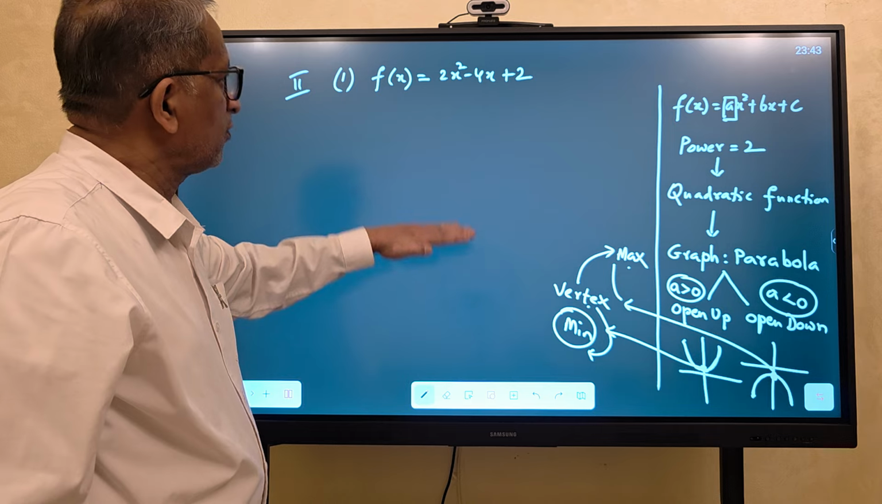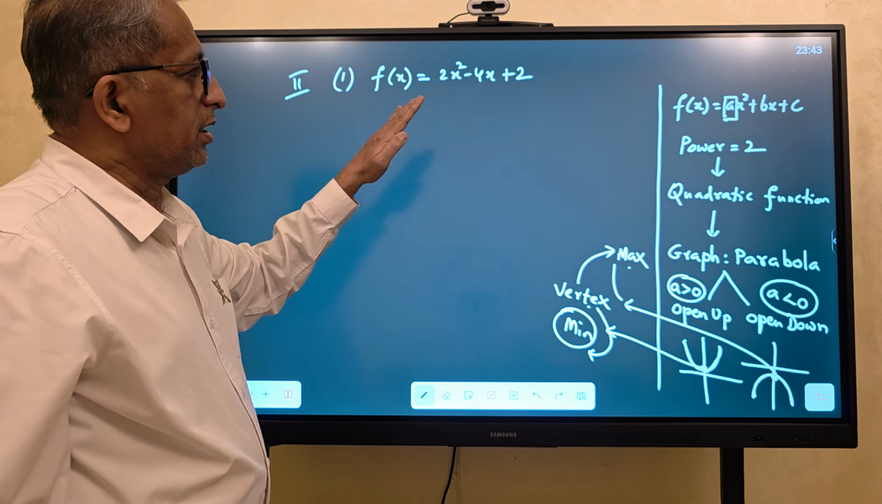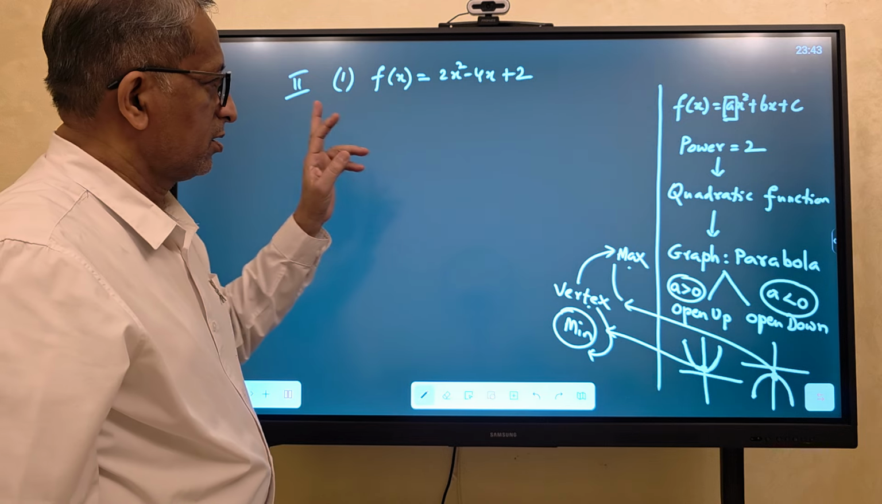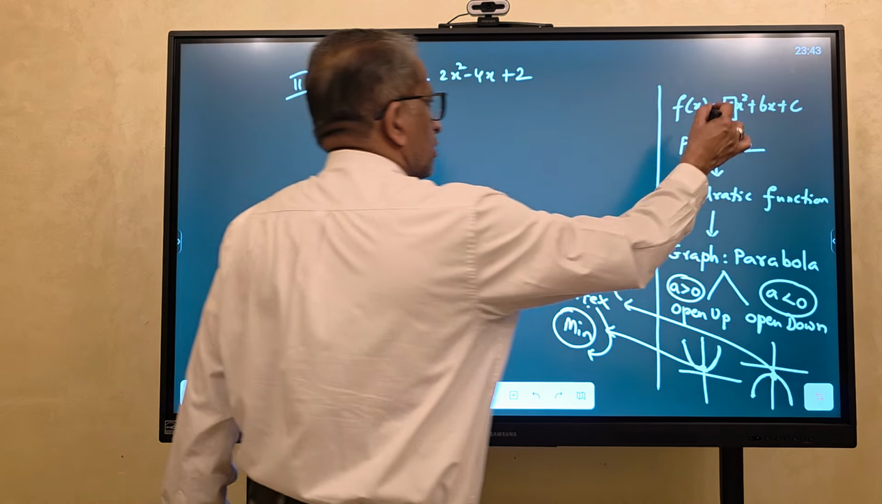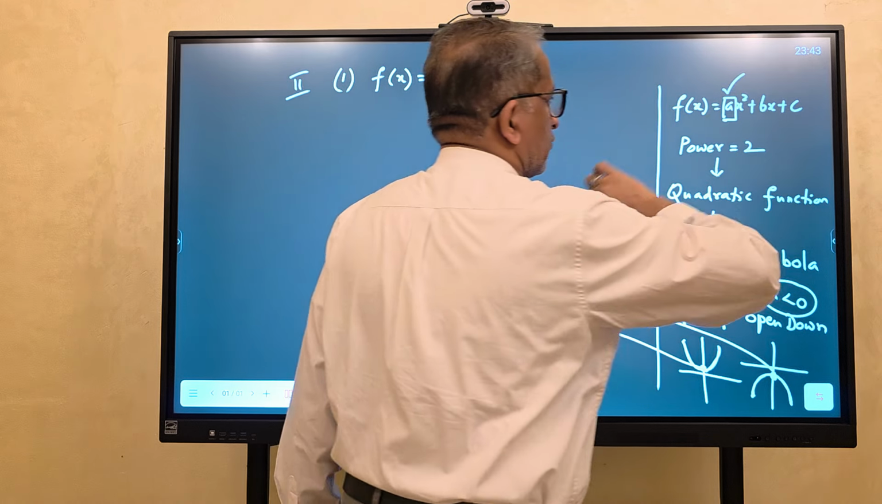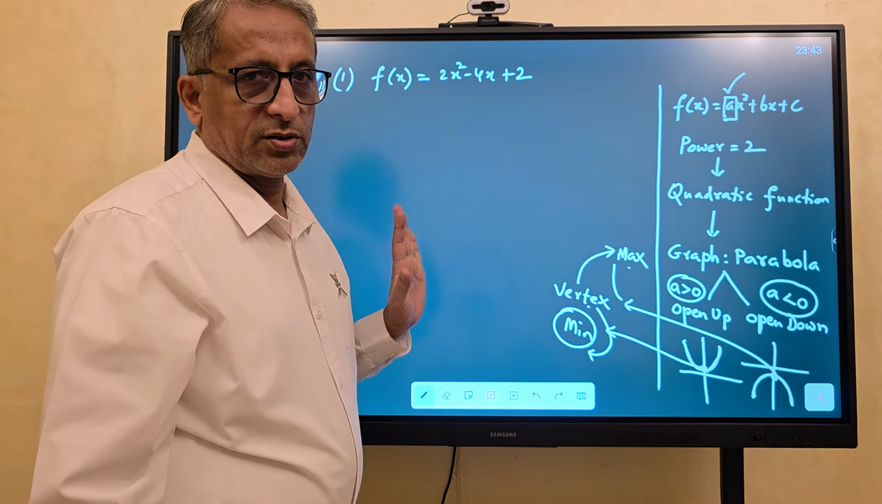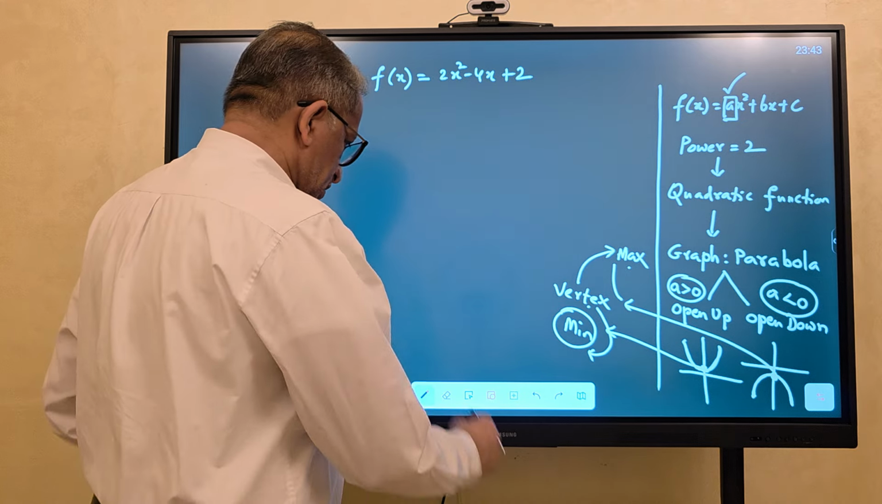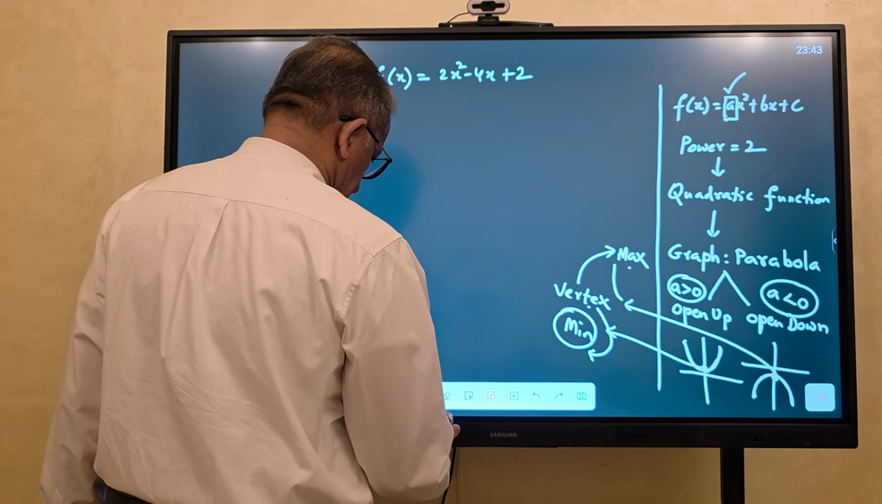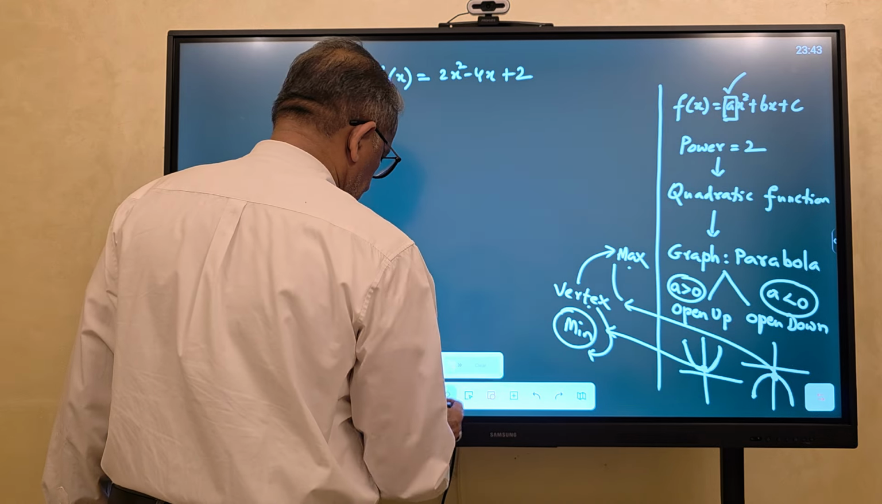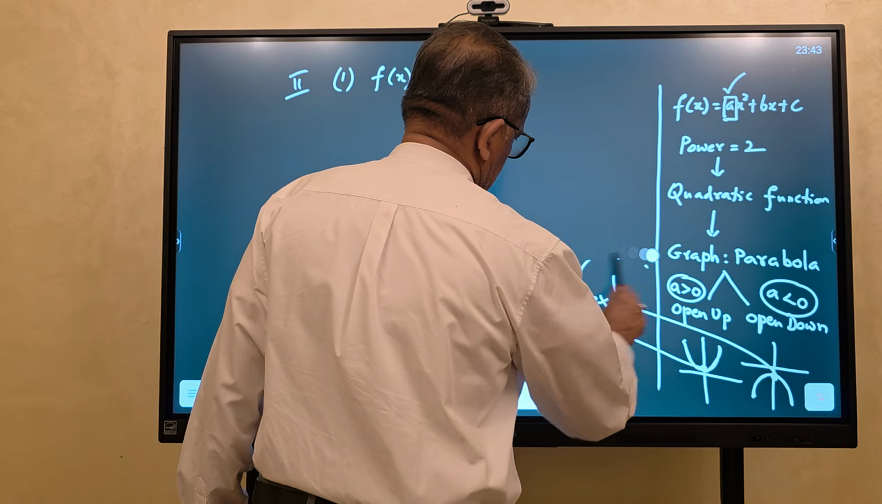And whenever you are solving a quadratic function, you have to be very careful what the number with x² is, whether it is positive or negative. Accordingly, you will have to go for it. So in that case, let me take up the example here.